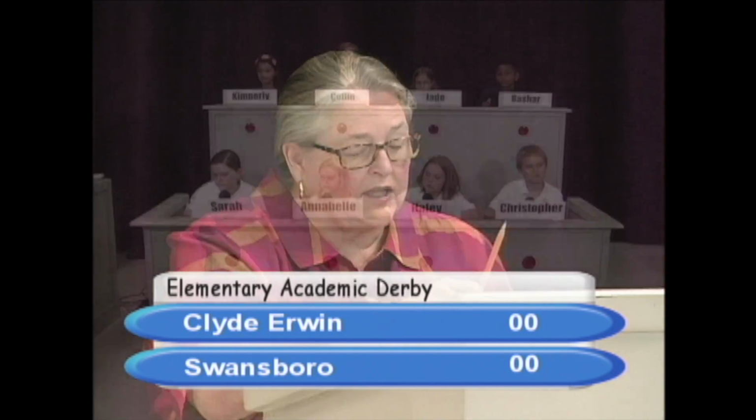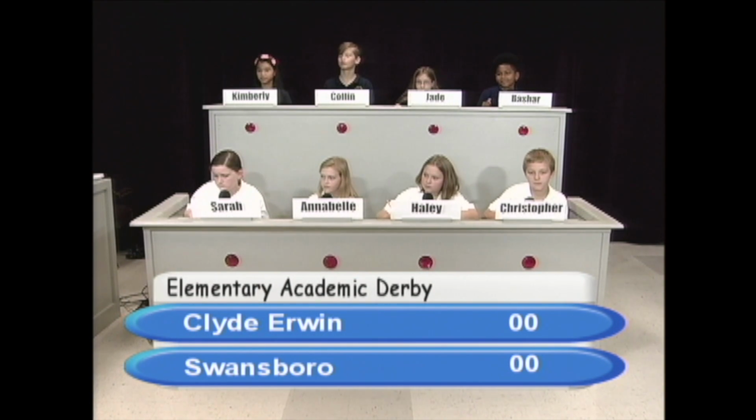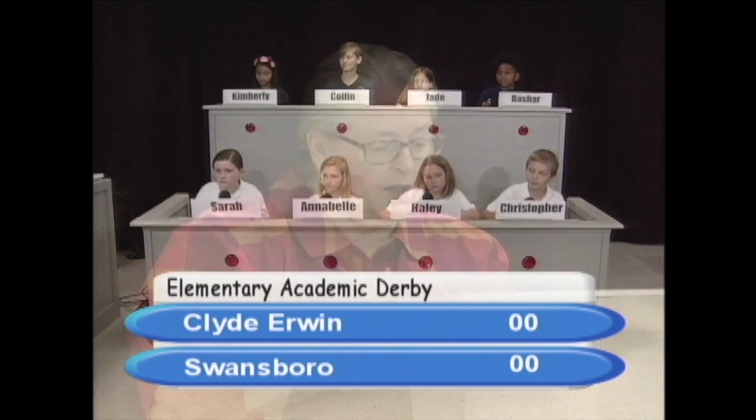Good. History. This U.S. president had an unofficial group of advisors named the Kitchen Cabinet. He served from 1829 to 1837. His nickname was Old Hickory, and he was our 7th president. Who was he? Clyde Erwin? And he was Andrew Jackson.